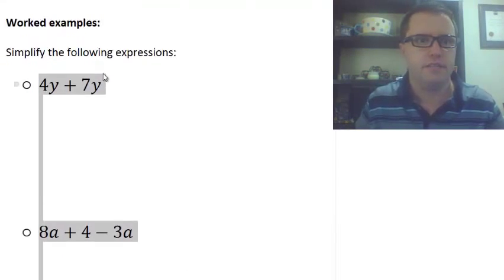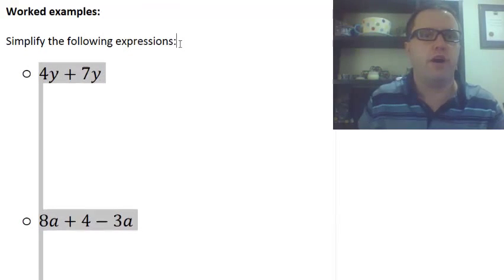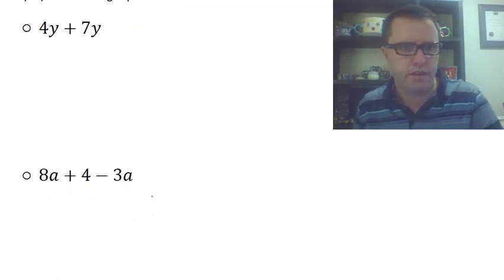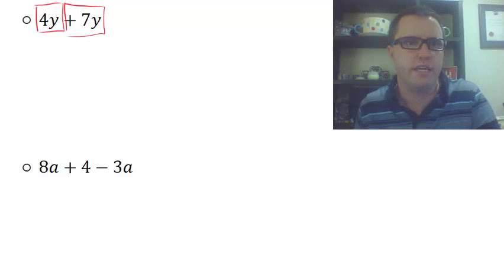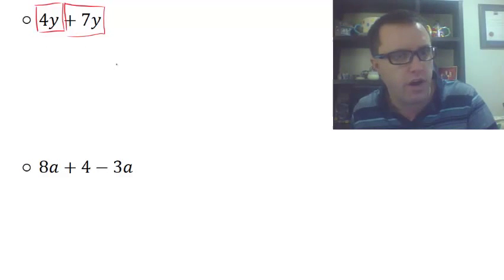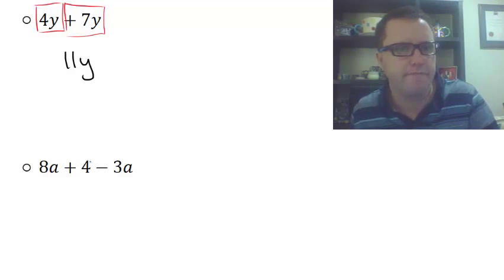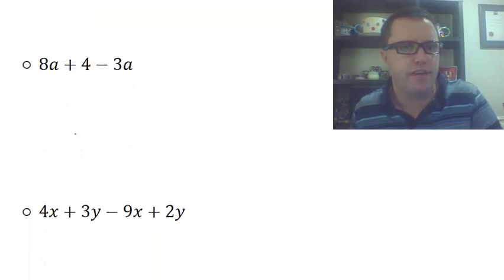Alright. So I've got here 4y plus 7y. Okay. So as I said before, let's box up everything that's the same. Well, it's all y's here. So if I have 4 lots of y and I added another 7 lots of y, I'm going to end up with 4 plus 7y, which is 11y. Okay.